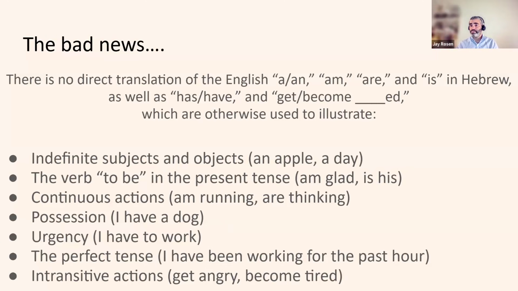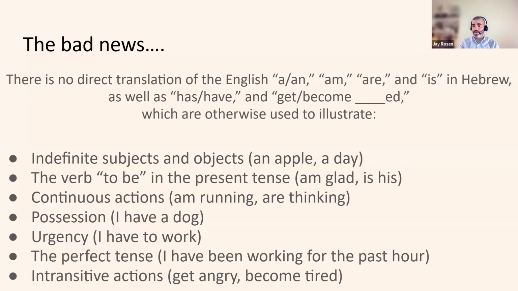I have a dog. In Hebrew, you will not say, I have a dog, because there is no verb to have. What do we do? Or urgency, I have to work. We do not have that same usage of the verb to have, like in I have a dog and I have to work, or the perfect tense. I have been working for the past hour. How do we do all that in Hebrew?